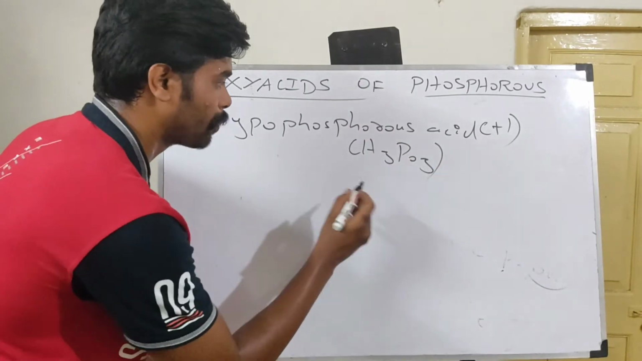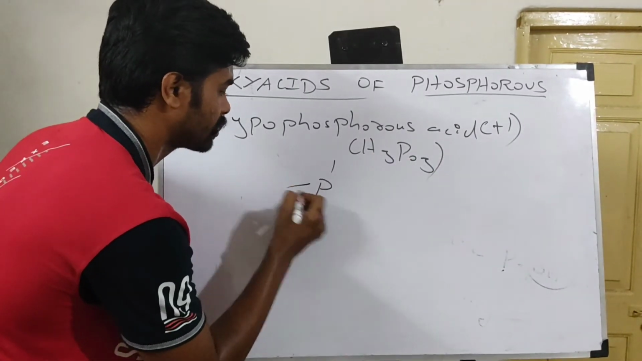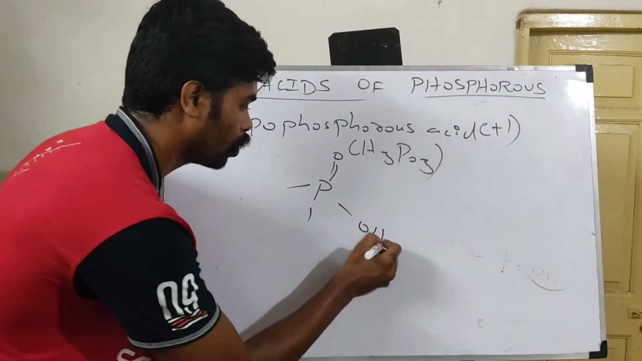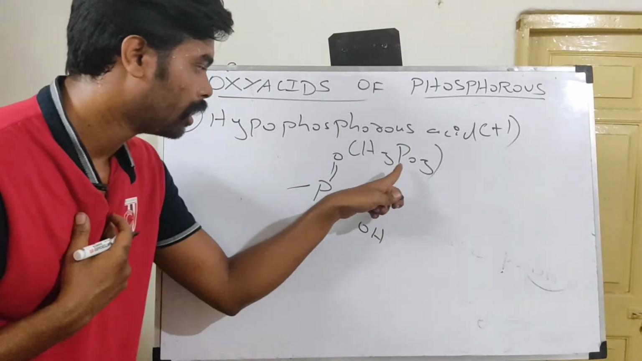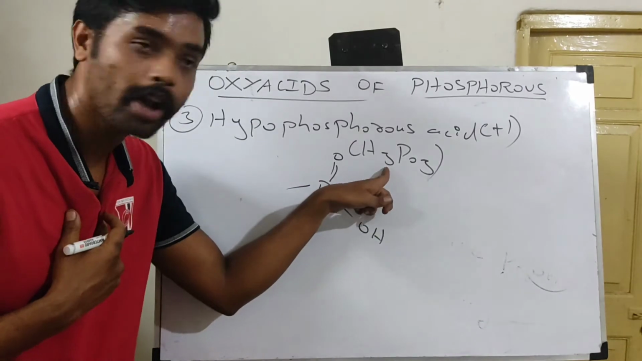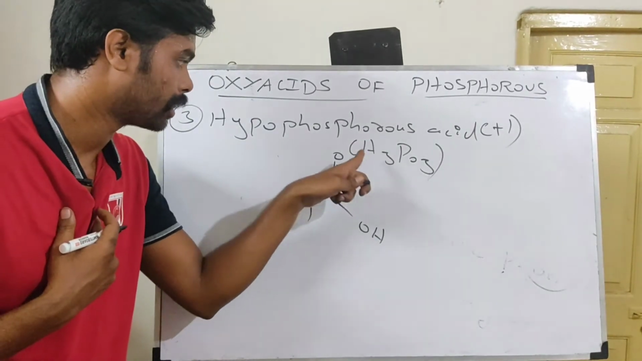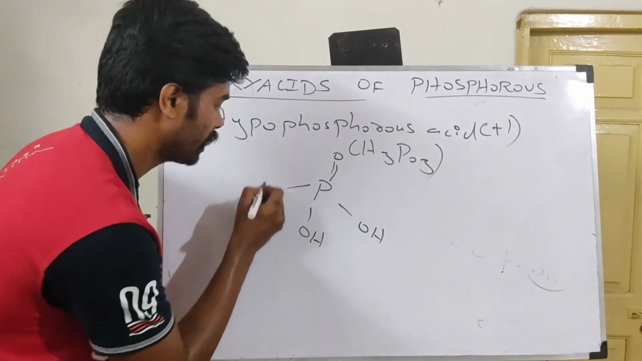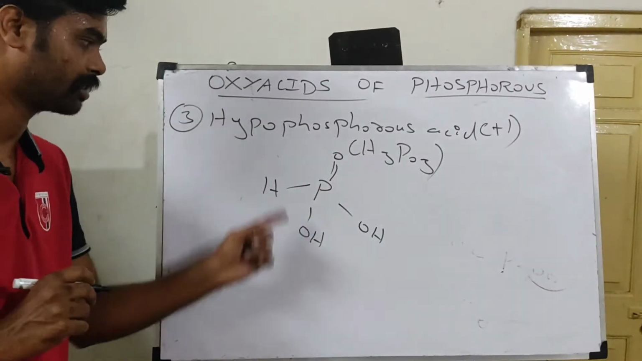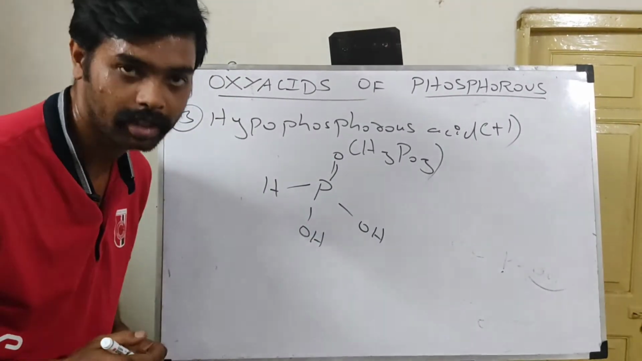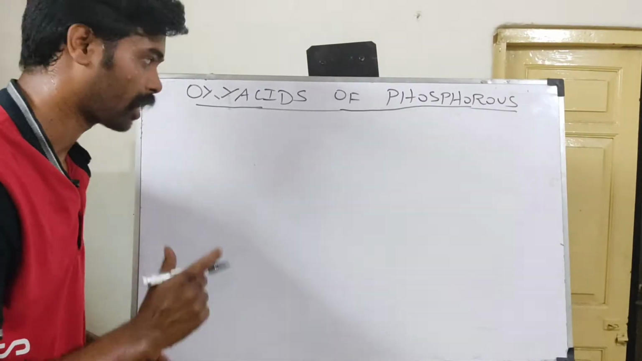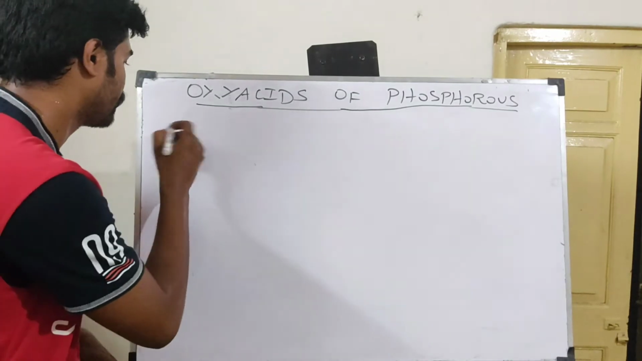So now you can easily put the structure, again tetrahedrally surrounded with at least one P=O and one P-OH bond. So now there is one oxygen atom and 2 more hydrogens. So definitely I'm going to have one OH and one H. Very simple. So it is H3PO3, right? Okay, next one.